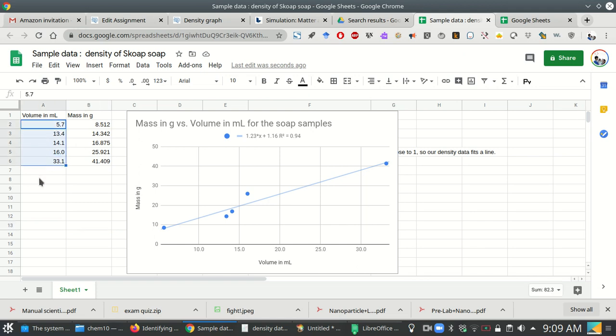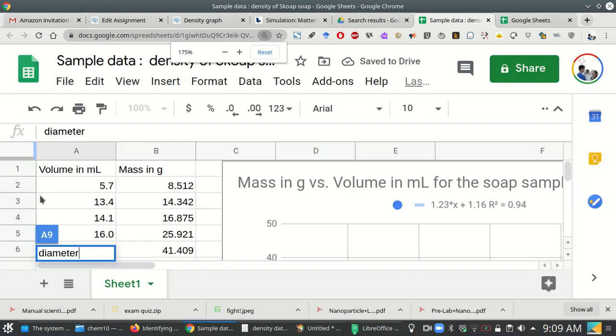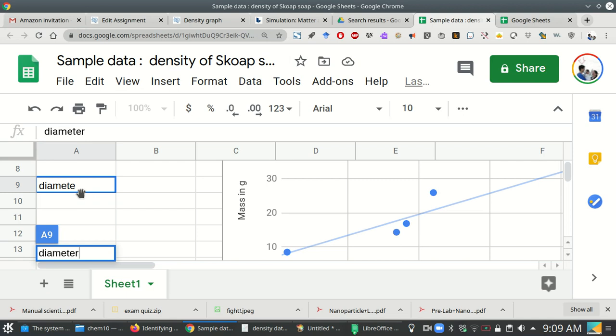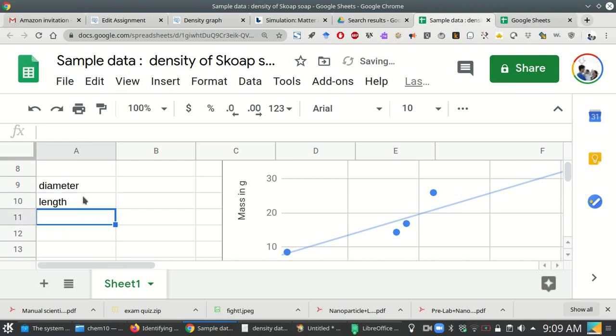Because the measurements that you, or Dr. Pecorelli, made in the lab were not volume. Remember, they were diameter and length, just diameter and length for those purple pieces of plastic, or whatever it is that you measured in the lab. So to get the volume, you're going to have to use the formula for the volume of a cylinder, because those pieces of plastic were cylinders.